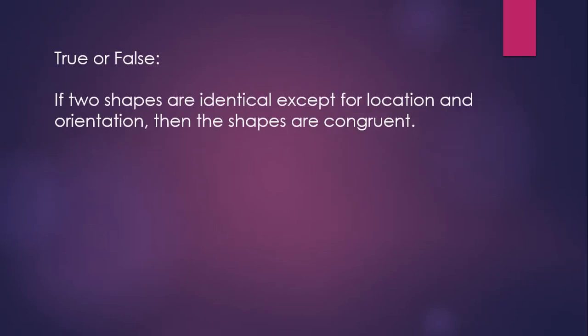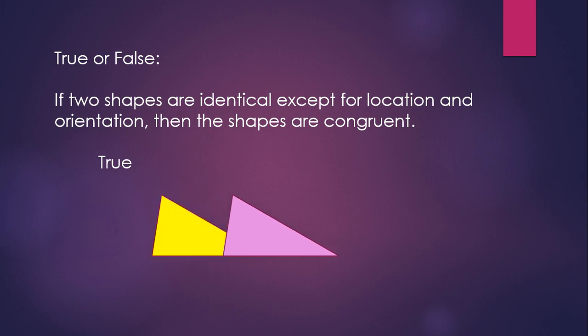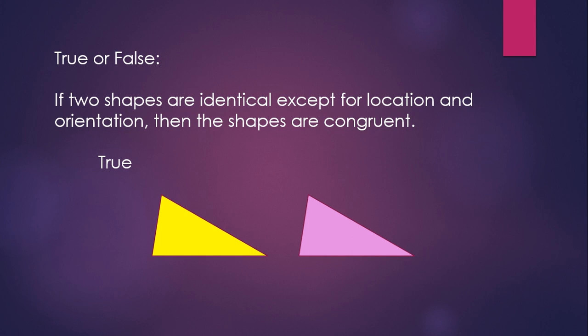True or false? If two shapes are identical except for location and orientation, then the shapes are congruent. That is true. For example, think about this triangle. If we have another triangle that is identical to it, they are congruent. And if I take the purple triangle and move it, change its location, it's still congruent to the yellow triangle.